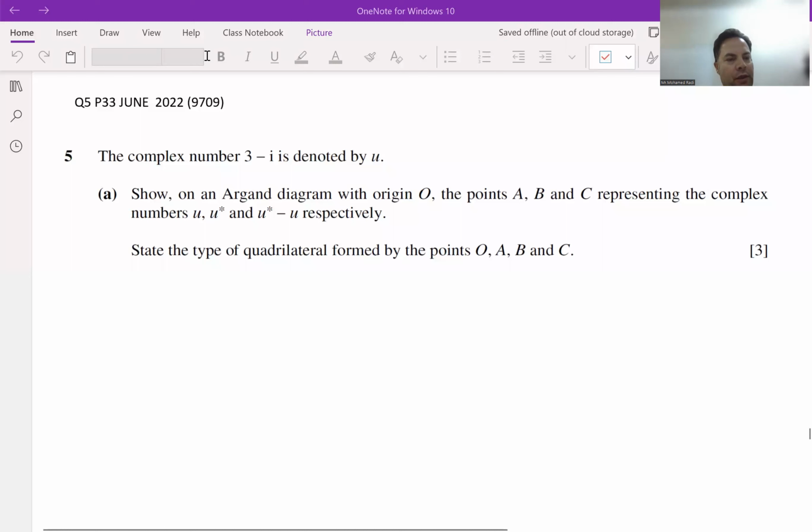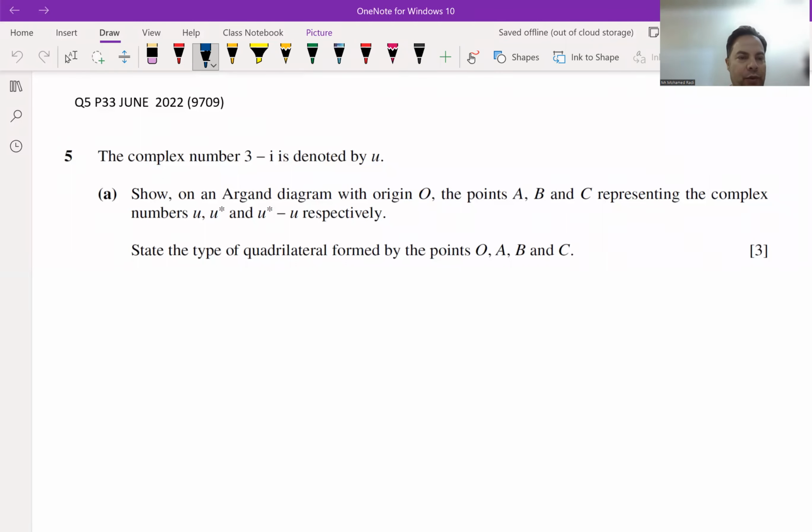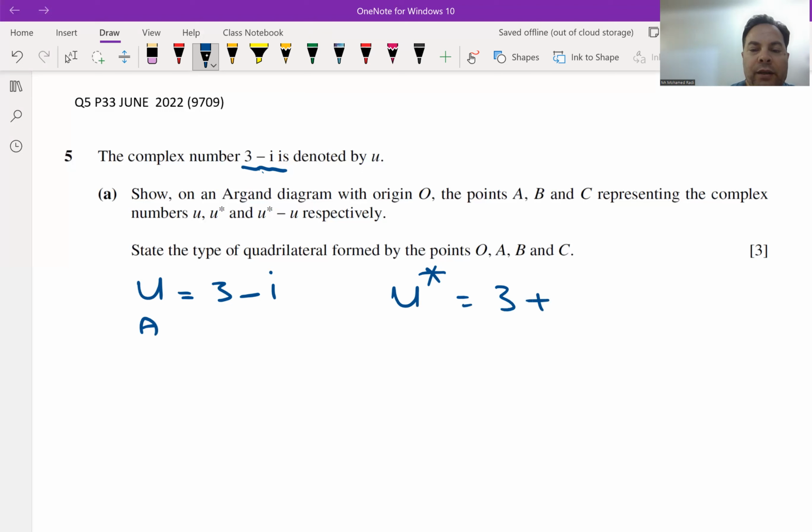Hello guys, in this tutorial I'm going to solve question number 5, paper 33 June 2022. The complex number 3 minus i is denoted by u. So we have u is 3 minus i. Show that on the Argand diagram with the origin O, the points A, B, and C represented by the complex numbers u, u conjugate and u conjugate minus u. So u represents the point A, and u conjugate, which is 3 plus i, represents point B, and C represents u conjugate minus u.